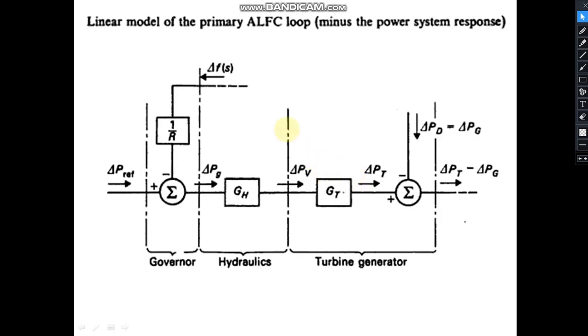So with this much discussion, we have got this particular type of block diagram. It is an incomplete block diagram. The relationship between the mismatch of delta PT and delta PG, turbine power and generation, and this frequency deviation, this much is still to be established. Okay, so this much we have discussed earlier.